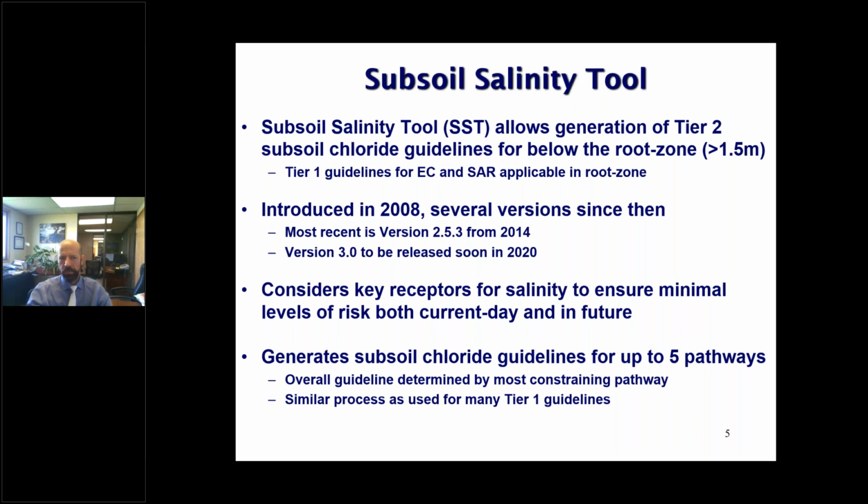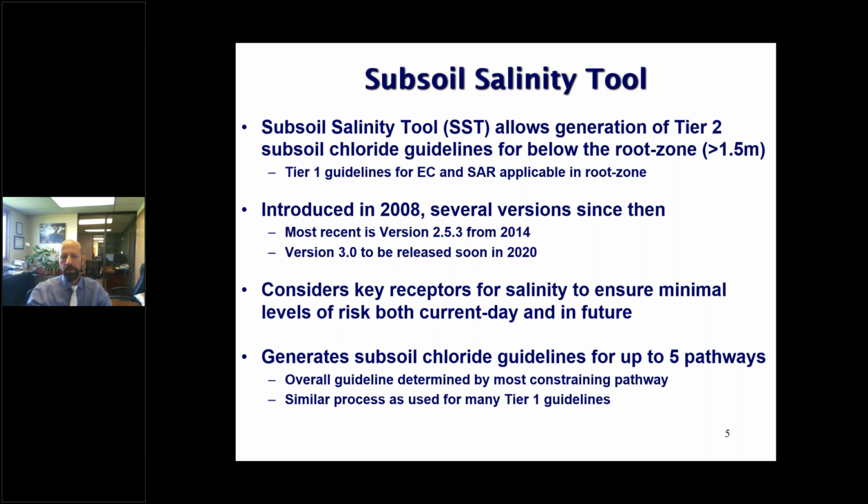It'll be soon, this summer. And really what the tool does is it considers key receptors for salinity to ensure that there's minimal risk, both current day and in the future, to the various important receptors. That lets remediation activities happen as efficiently and effectively as possible, without over-remediating or under-remediating sites, just to dial it in as accurately, efficiently and fairly as possible. And the chloride version of the tool generates guidelines for generally up to 5 standard pathways. If you've used the tool before, you'll be very familiar with these.